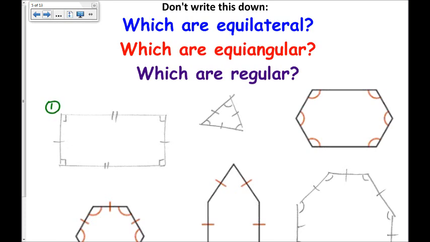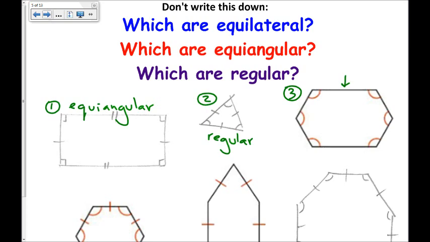This rectangle is not equilateral because they're different lengths. It is equiangular, because all the angles are 90 degrees. So it's not regular because it's not equilateral. This triangle is both equilateral and equiangular, and so it's regular. This hexagon is equiangular, as it says in the angles, but this side looks longer, and so it's not equilateral, and so it would not be regular.